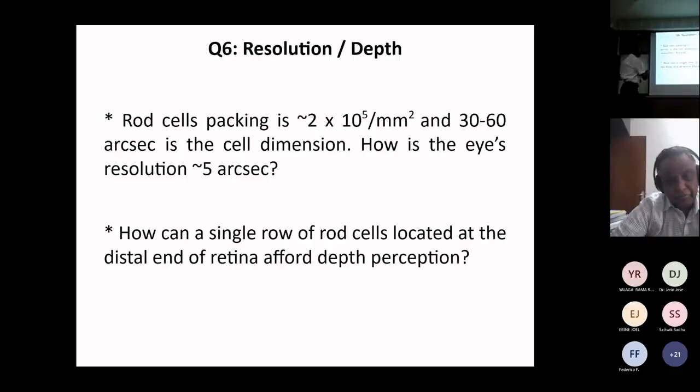How can a single row of rod cells located at the distal end of the retina afford depth perception?